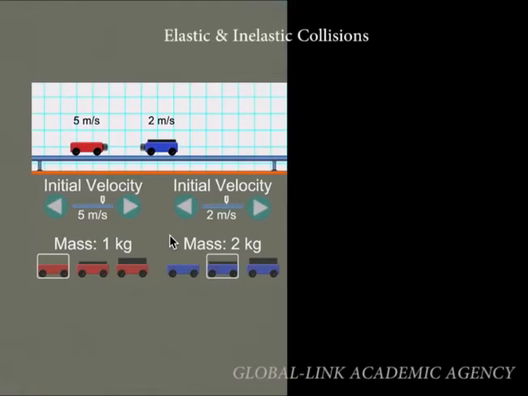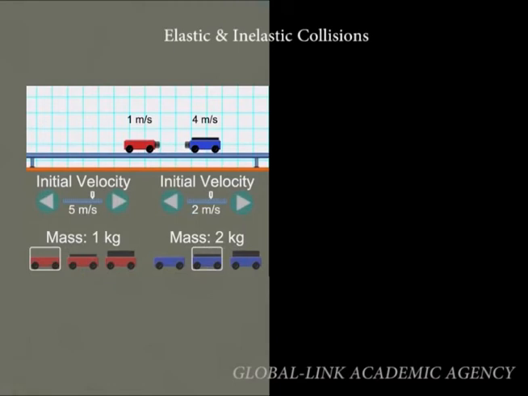Let's do some elastic collisions. We have a 1 kilogram car traveling at 5 meters per second to the right, and we also have another 1 kilogram car traveling at 2 meters per second, again to the right. They will bounce off each other, and now we have some new velocity. Was linear momentum maintained? It's always maintained in collisions.